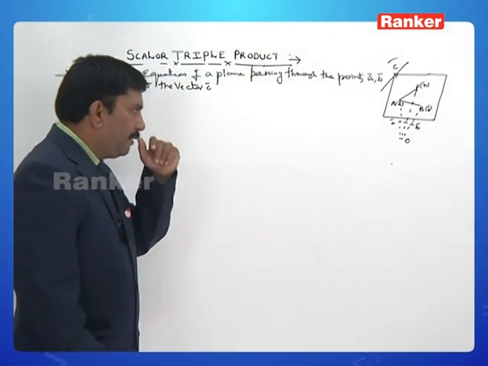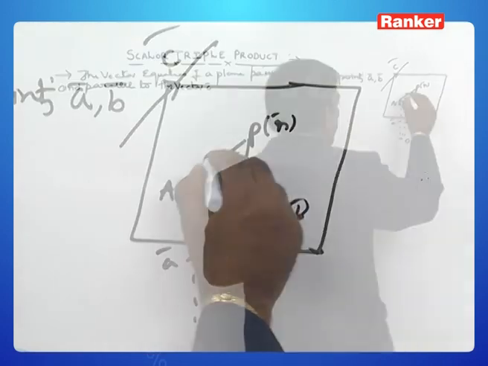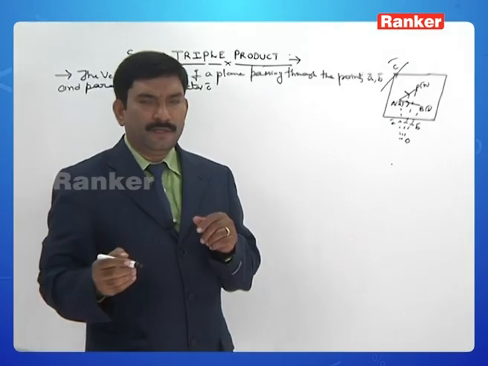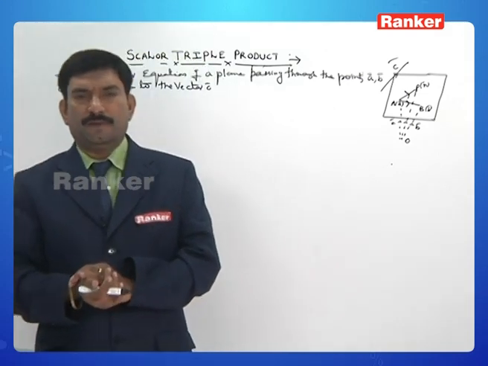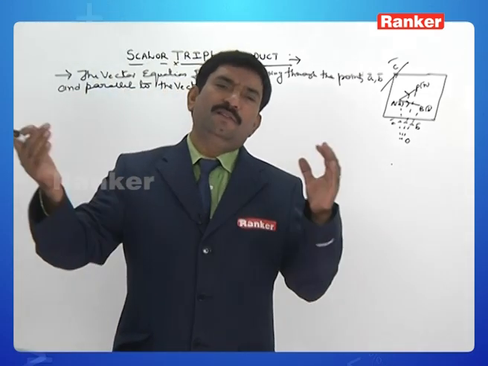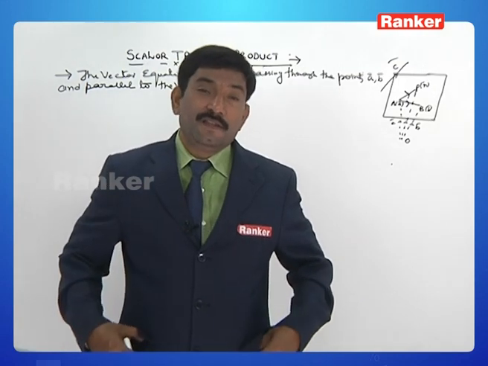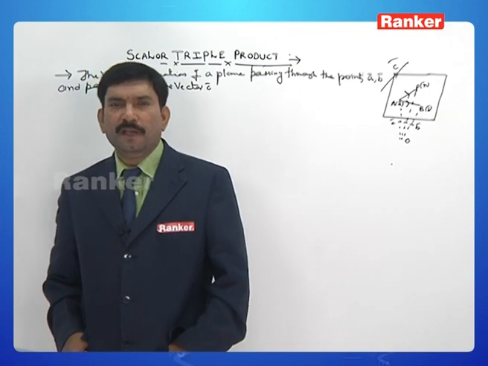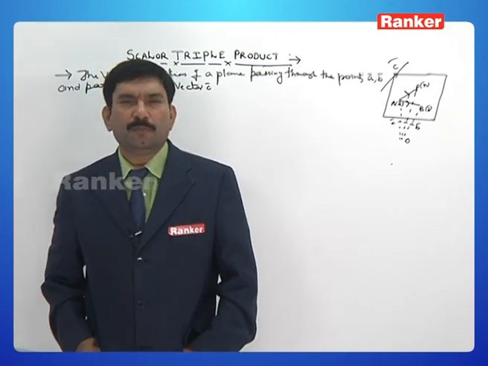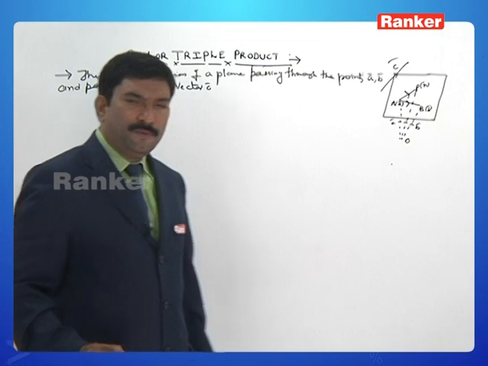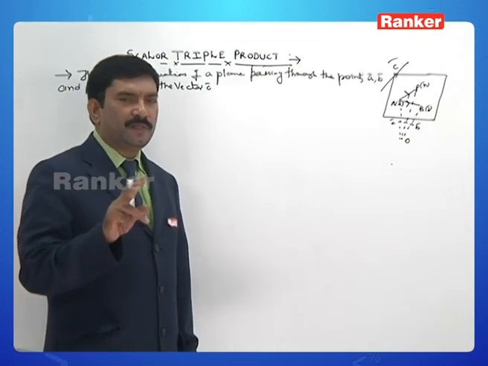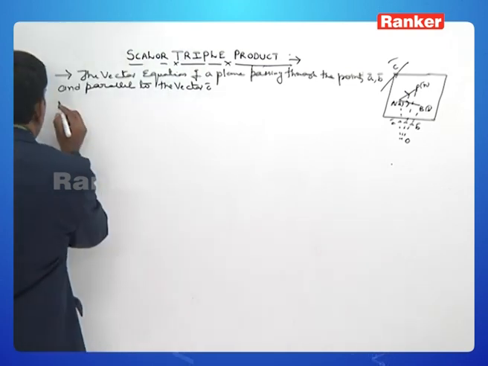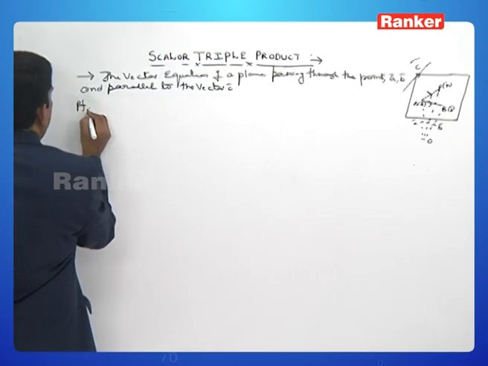Now you can very well observe AP bar is one vector, AB bar is another vector, C bar is a third vector. All the three vectors are lying in the same plane. What are they? Coplanar. So when they are coplanar, you can express in many ways. Let us see what it is. The proof of this one is very simple.